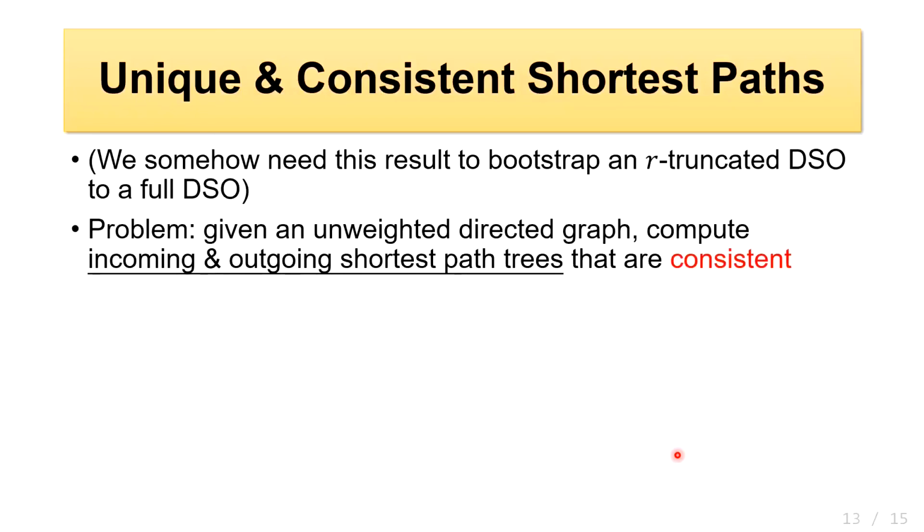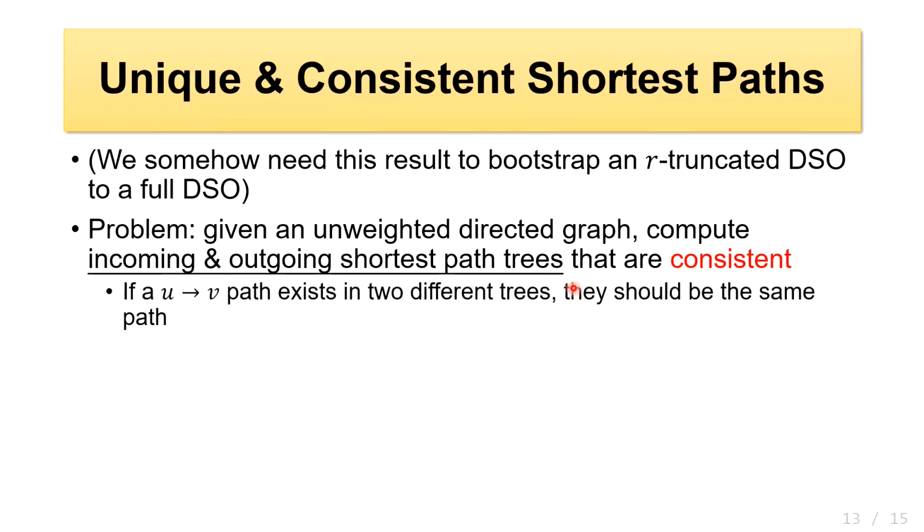The problem is as follows. We have an unweighted directed graph. We want to compute incoming and outgoing shortest path trees that are consistent. So we want to compute n incoming shortest path trees rooted at each vertex and n outgoing shortest path trees, so 2n trees in total. By consistency, we mean that if there is a path from U to V in 2 different trees, then the 2 paths should be the same.